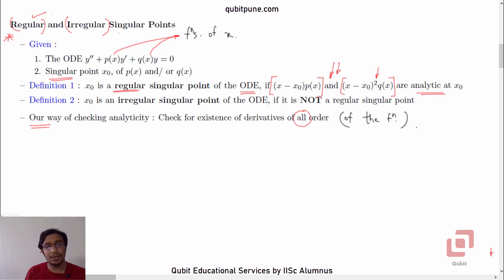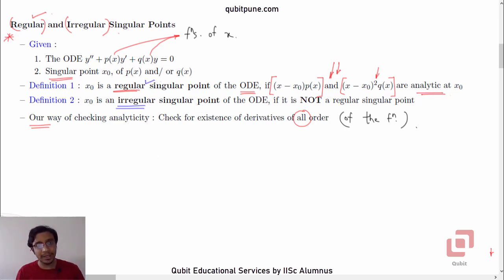Definition 2 depends on definition 1. We call x naught an irregular singular point of the ODE if it is not a regular singular point. So all those singular points which are not regular are irregular singular points. Now we will not talk much about the irregular singular points. Our discussion will be only focused on regular singular points.